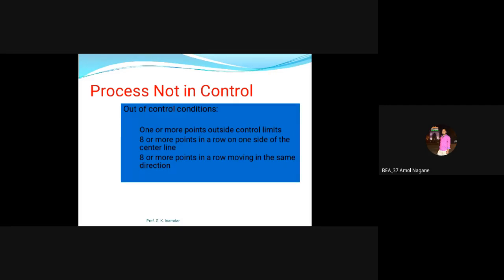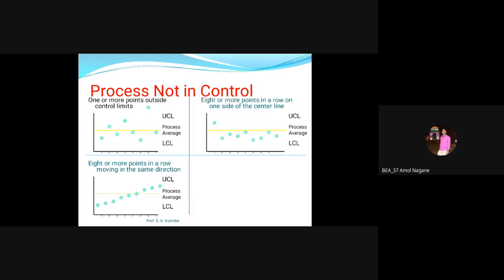One or more points outside the control limit, or 8 or more points in a row on one side of the central line. Vertical, horizontal, this will also be there, right? Negative should not be accepted. The process is not in control.